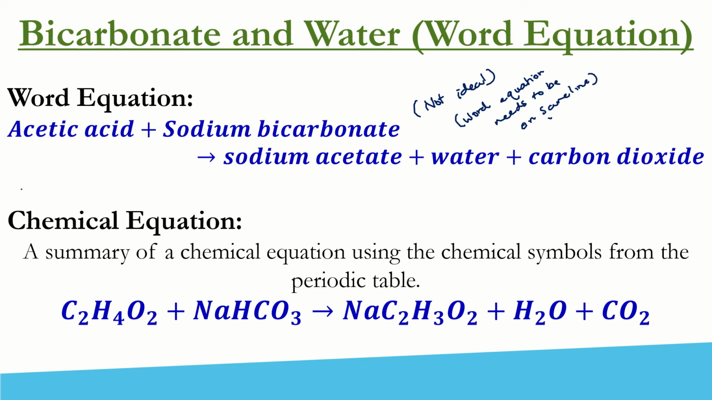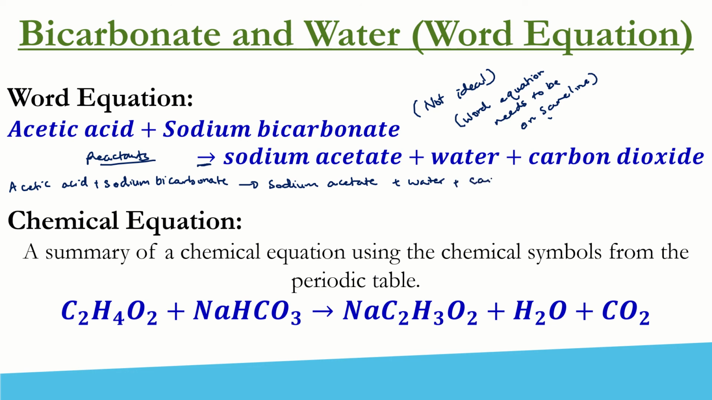So if I was to rewrite this, I would write acetic acid plus sodium carbonate or bicarbonate. In this case, those two are the reactants because they're on the tail end of the arrow. And then we have sodium acetate plus water plus carbon dioxide. And what you'll find is those are your products. That's what you get at the end of the reaction.